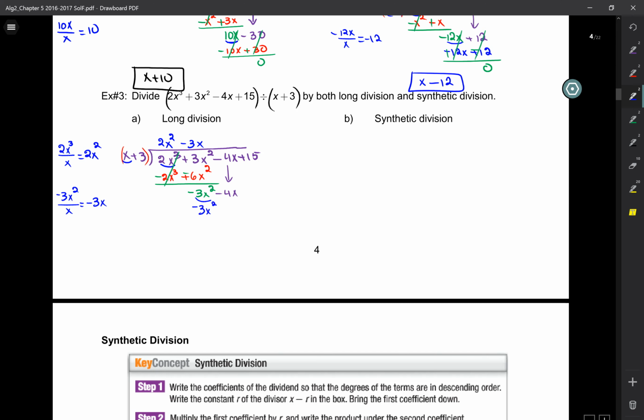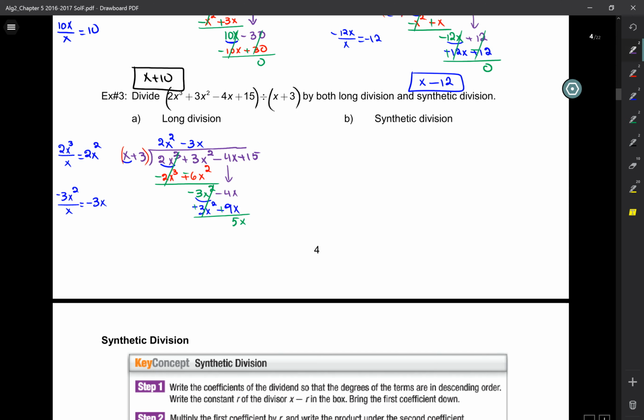And then what? Negative 9x. Right? So I have negative 3x times 3, negative 9x. Now, I'm going to subtract. 3x squares go away. And here I get positive 5x. Wait, why positive? Oh, wait, not.